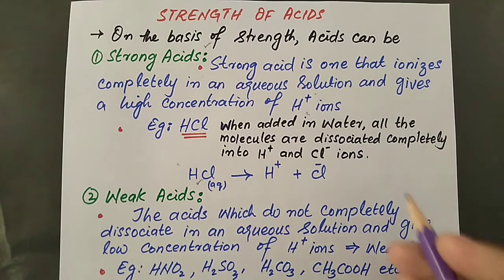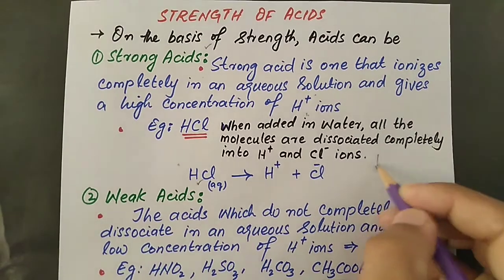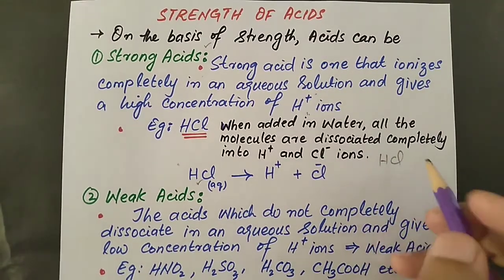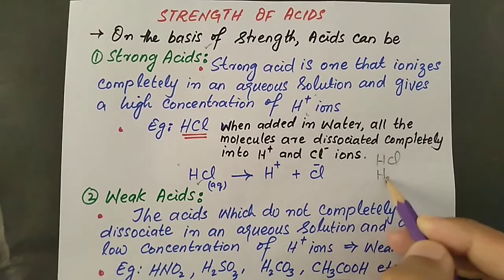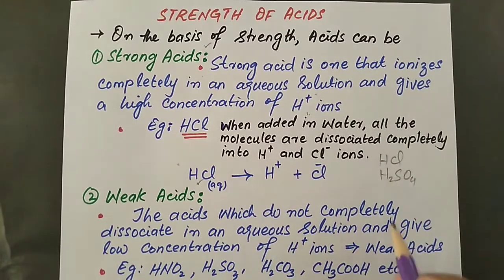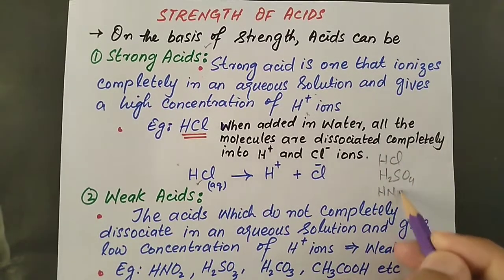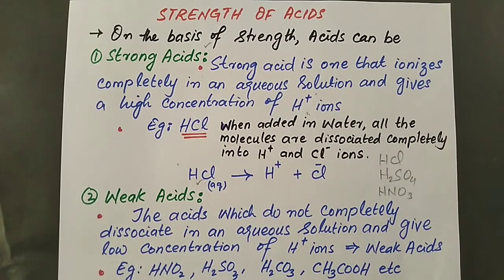For example, HCl, hydrochloric acid, H2SO4, sulfuric acid, HNO3, nitric acid. These are the examples of strong acids.